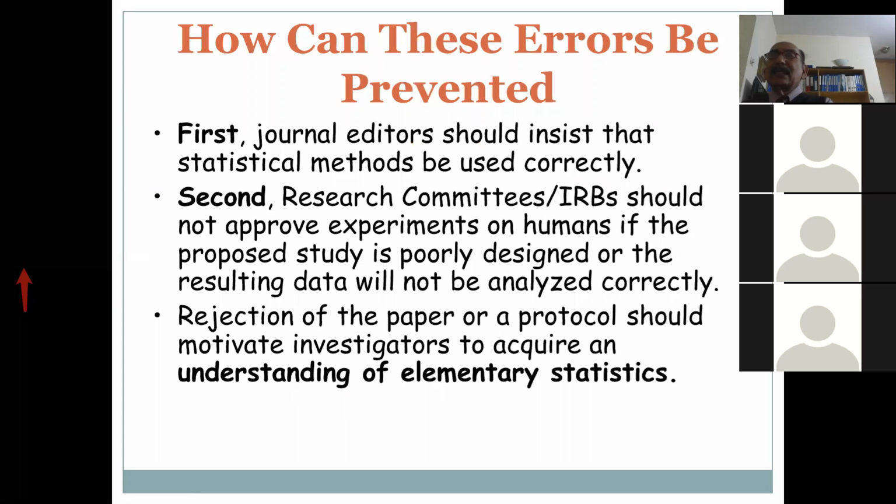So how can these errors be prevented? First, journal editors should insist that statistical methods be used correctly. Second, research committees and institutional review boards should not approve experiments on humans if the proposed study is poorly designed or the resulting data will not be analyzed correctly. Rejection of the paper or protocol should motivate investigators to acquire an understanding of elementary statistics. That is very important. That is why this webinar was organized. So you must have at least an understanding of elementary statistics before you carry out research on some topic.